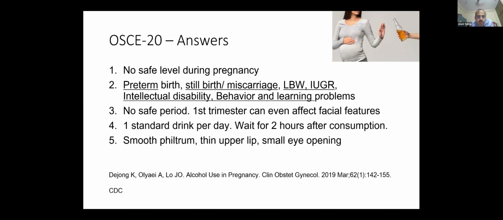Preterm birth, stillbirth, then growth problems like low birth weight, IUGR may happen, and then the neurodevelopment part: the intellectual disability, behavior, cognition, learning problems, all may happen. There is no safe period, but the first trimester is the development phase, so the face may also be affected. Those facial features are common in the first trimester.